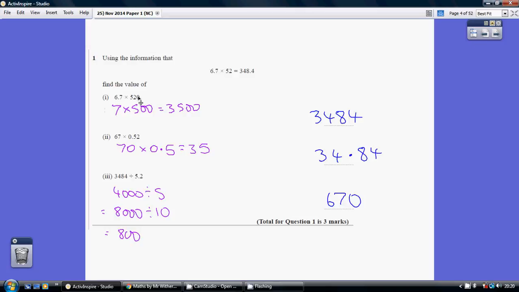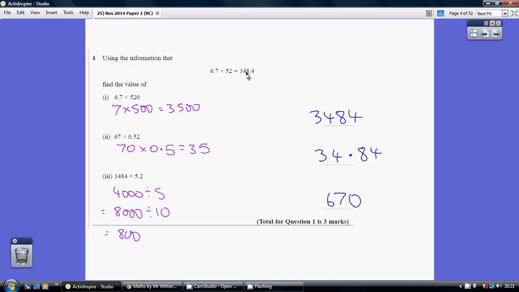So for each of these numbers here, just write down what they are roughly. So 6.7 is roughly 7, 520 is roughly 500, 7 lots of 500 is 3,500. So that's roughly what our answer's got to be. Now these are the digits, so clearly where are we going to put the decimal point in order to get something around the 3,500 mark? Well, 3484.